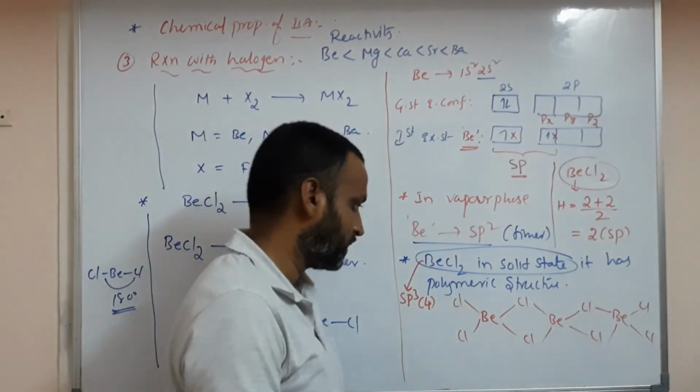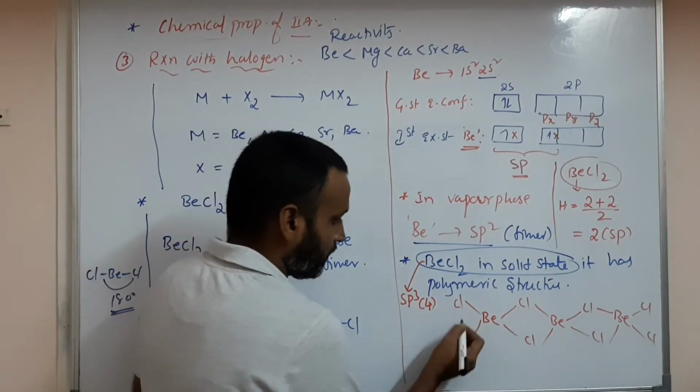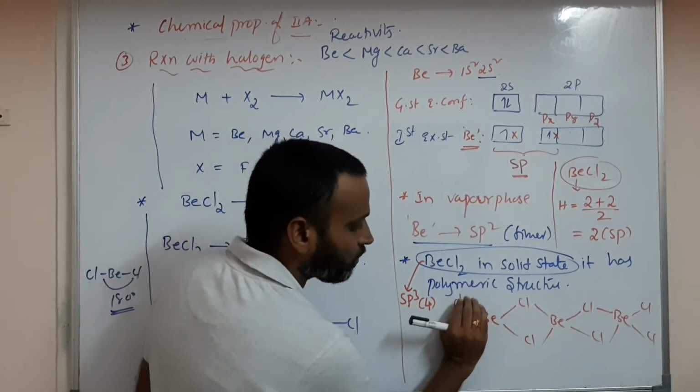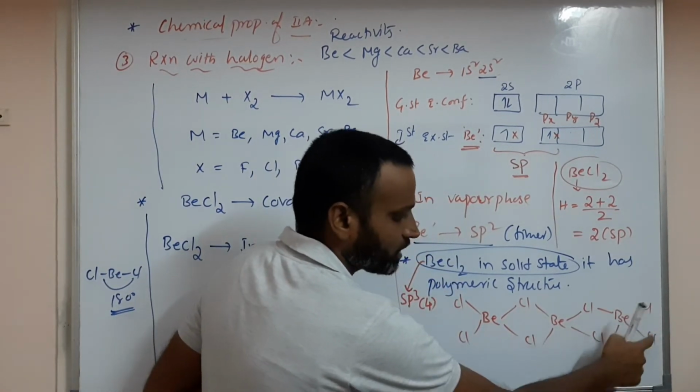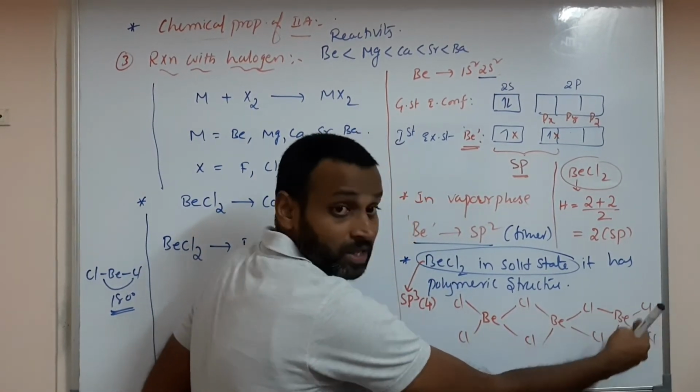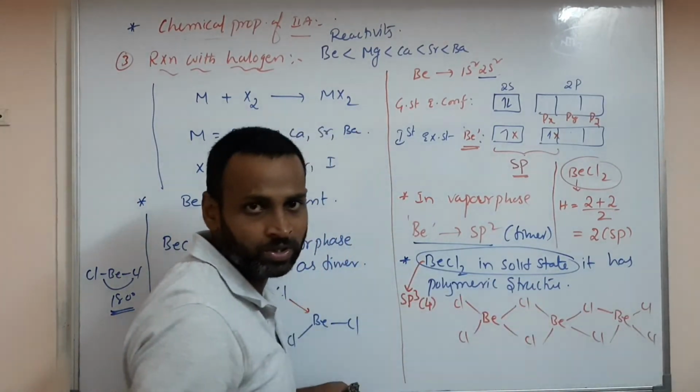It's not that important. So here, BeCl2, this is one molecule. BeCl2, one molecule. BeCl2, one molecule. What about these chlorines, sir? These two last chlorines belong to another BeCl2 molecule.